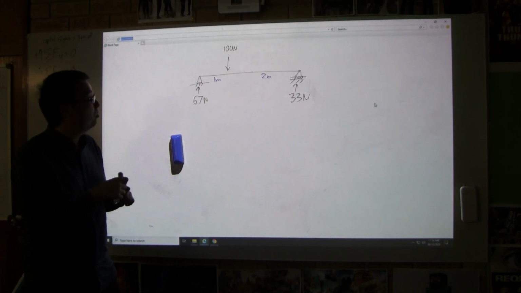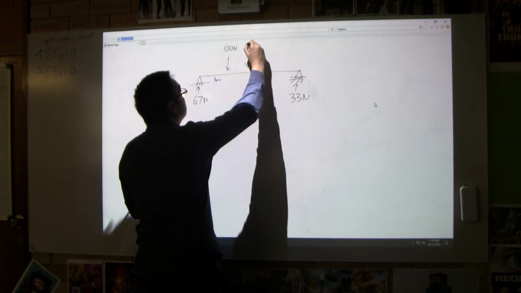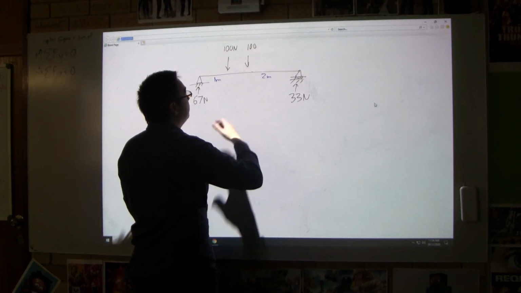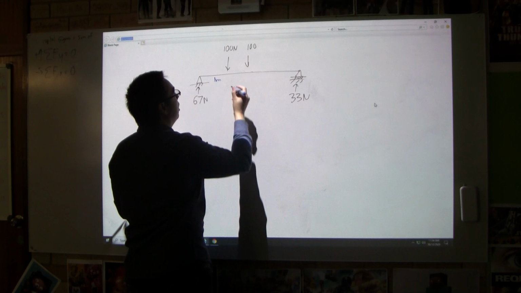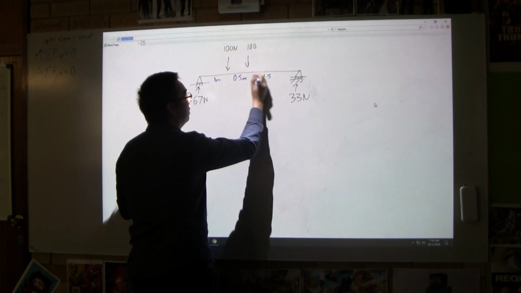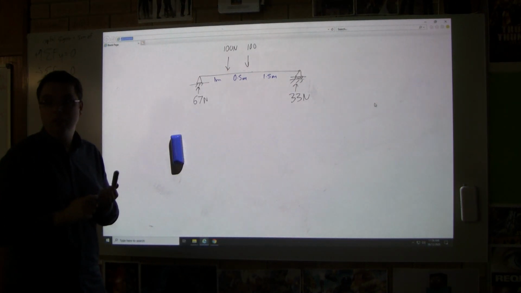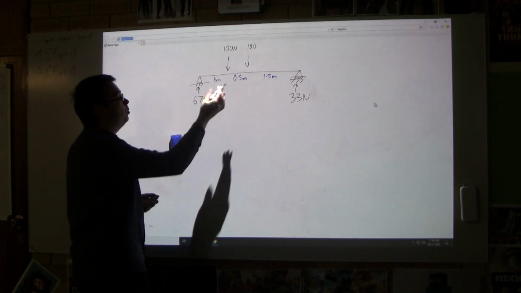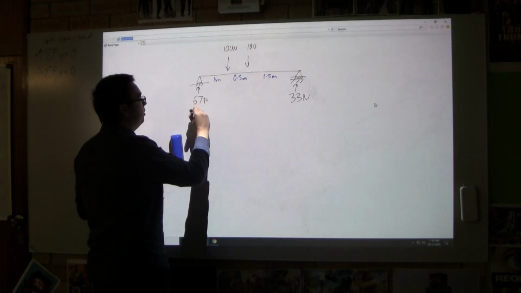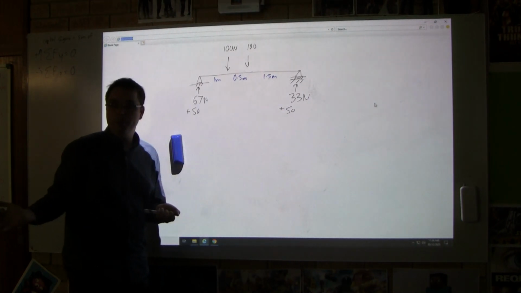What if I then put back this 100 newtons in the middle? So if I tell you that it's like that, what about now? 40, 60? Well, our prediction would be that this one here would get 50, and this one here would get 50. That's a pretty reasonable prediction, right?